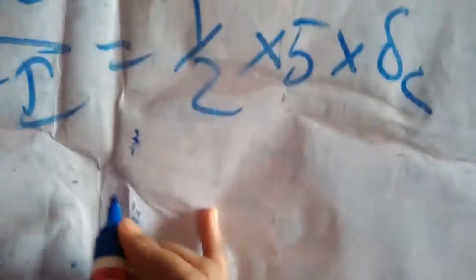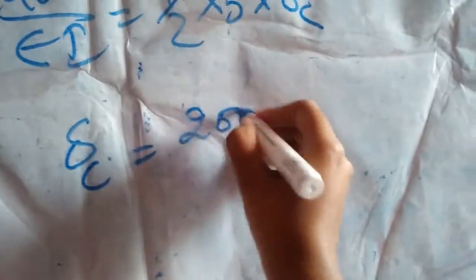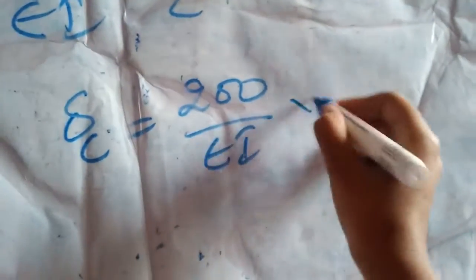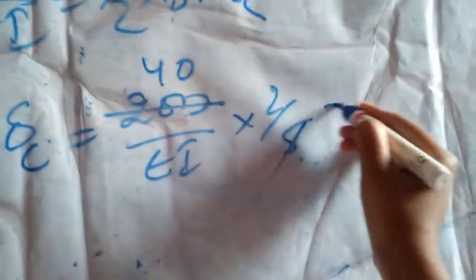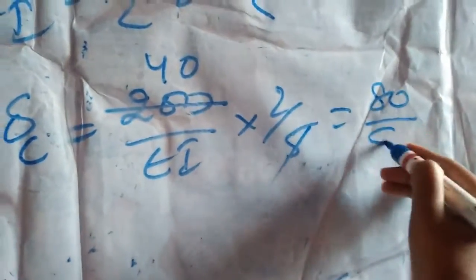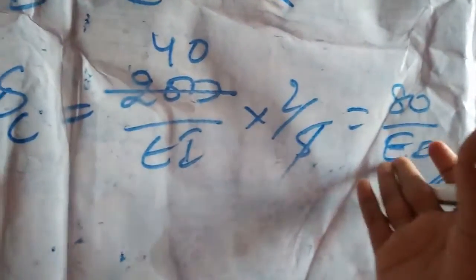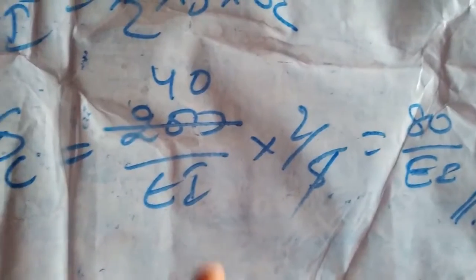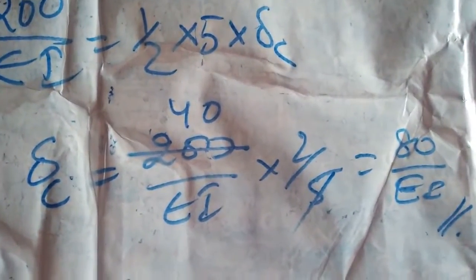From this you will get the deflection, delta C, equals 200 by EI into 2 by 5. Likewise we will get the deflection. It will be 80 by EI, which is your deflection value. And simply you can substitute the EI, then you will get the value of this deflection. Like this we have to calculate.